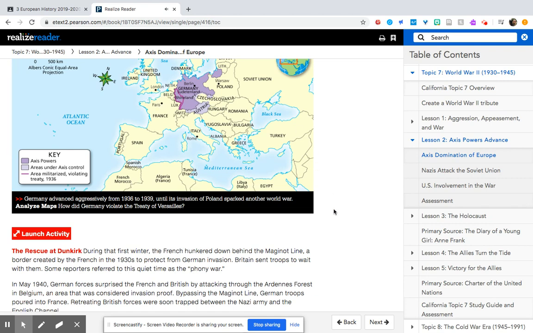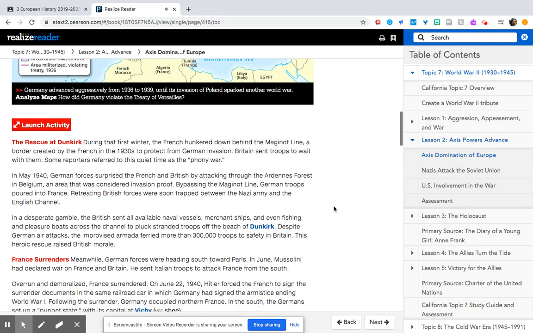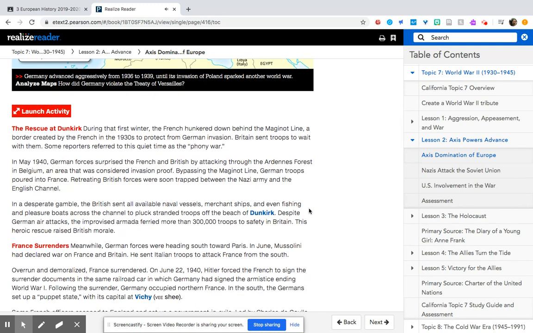In a desperate gamble, the British sent all available naval vessels, merchant ships, and even fishing and pleasure boats across the Channel to pluck stranded troops off the beach of Dunkirk. Despite German air attacks, the improvised armada ferried more than 300,000 troops to safety in Britain. This heroic rescue raised British morale.